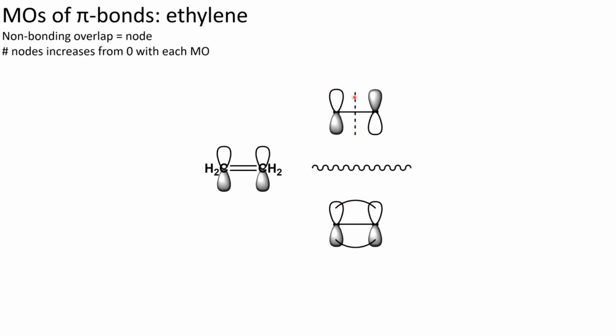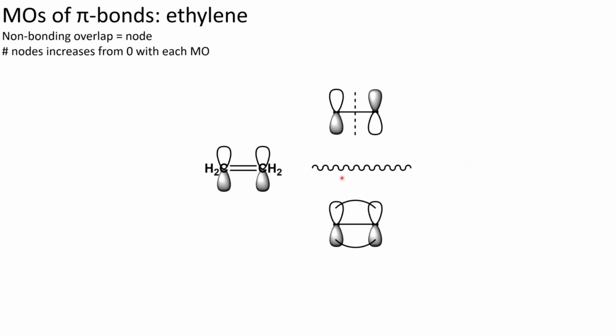A node, again, is where there's 0 orbital contribution at this position. That's where the probability of finding an electron is 0. In the all-in-phase version, notice that there are 0 nodes, and we increase by 1 node for each successive molecular orbital, up to 1 fewer than the number of atomic orbitals that we started with. So we started with 2 atomic orbitals, so our highest energy orbital should have 2 minus 1 equals 1 node. Orbitals exist, then we put electrons into them.